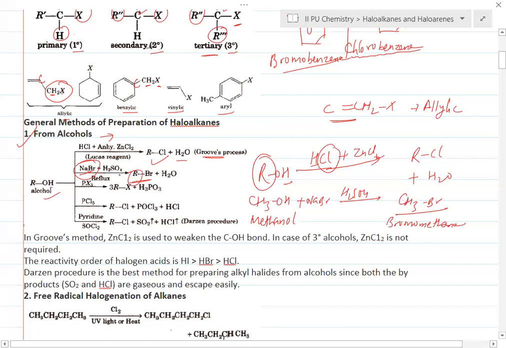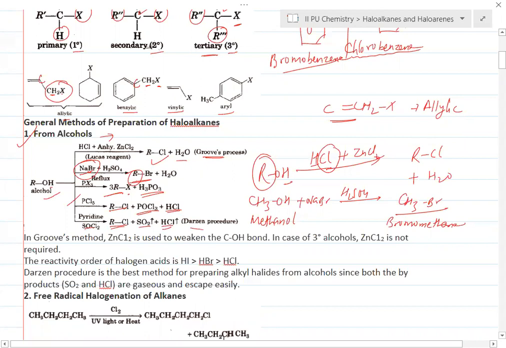Similarly, if you react with PX3, it will form 3RX plus H3PO3. If you react with PCl5, it will form RCl plus POCl3 plus HCl. Next, an important reaction: if it reacts with thionyl chloride, SOCl2, in the presence of pyridine, it will form RCl plus SO2 plus HCl. This is called the Darzens process.